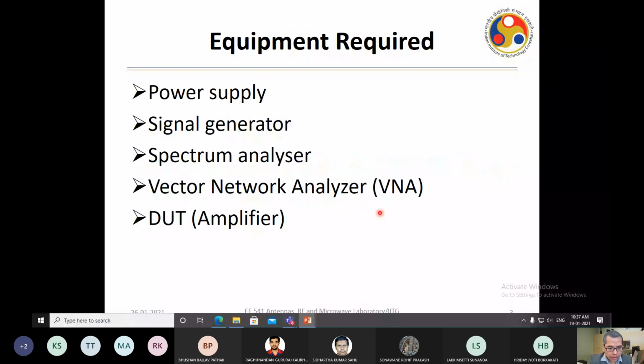So the objective of the experiment is to measure the gain and noise figure of an amplifier. Here you'll be using equipment like a power supply. We need a power supply to DC bias the amplifier. Without that, the amplifier won't work in the proper region of interest. You also need a signal generator which will give the signal to the power amplifier, and the spectrum analyzer can be used for measuring the gain as well as noise figure of the power amplifier. VNA can be used for measuring the gain of the amplifier. Device under test is the amplifier.